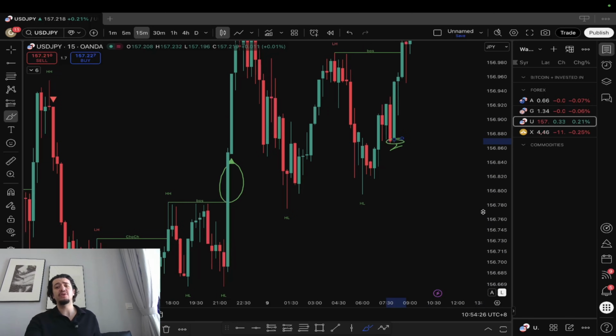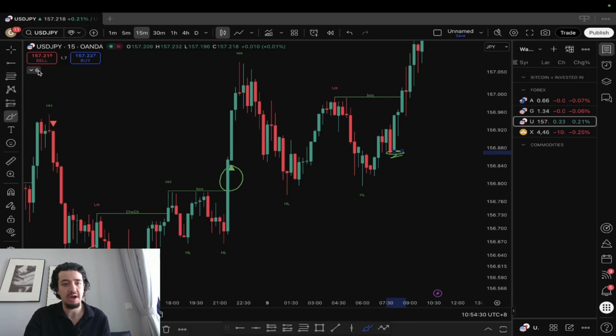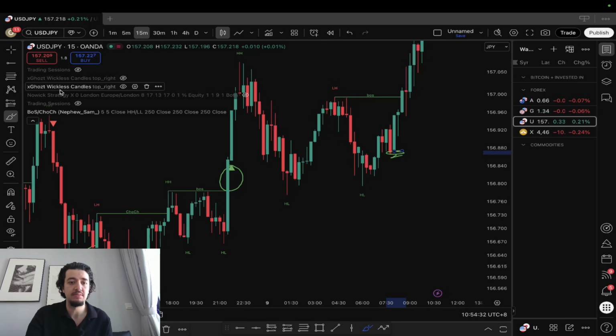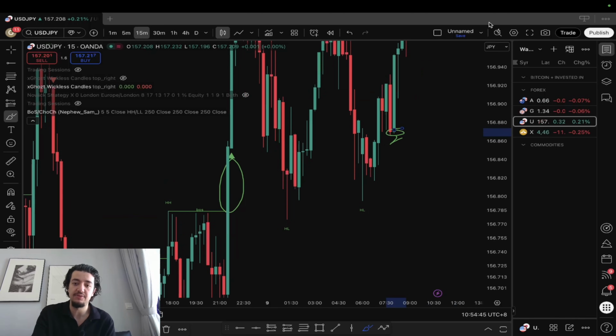So to avoid zooming in too much every single time, there's this indicator. I don't know the guy, I'm not sponsored by him. I don't know anything about him. It's called X Ghost Wickless Candles. It's a must, it's not optional. You have to have it. Otherwise, you have to zoom in every single time.